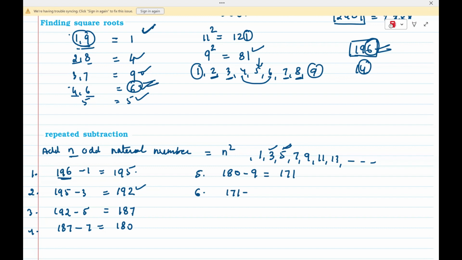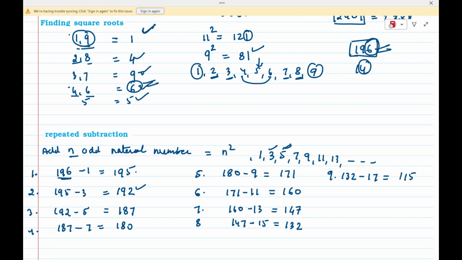So here I have subtracted 9. The next one is 11, so I will get 160. Next step, 160 minus 13 will give you 147. Next, 147 minus 15 will give you 132. Next, 132 minus 17 will give you 115.